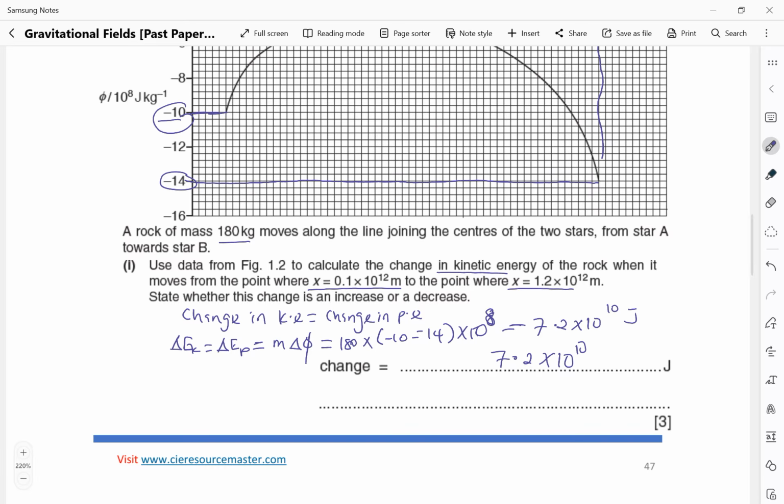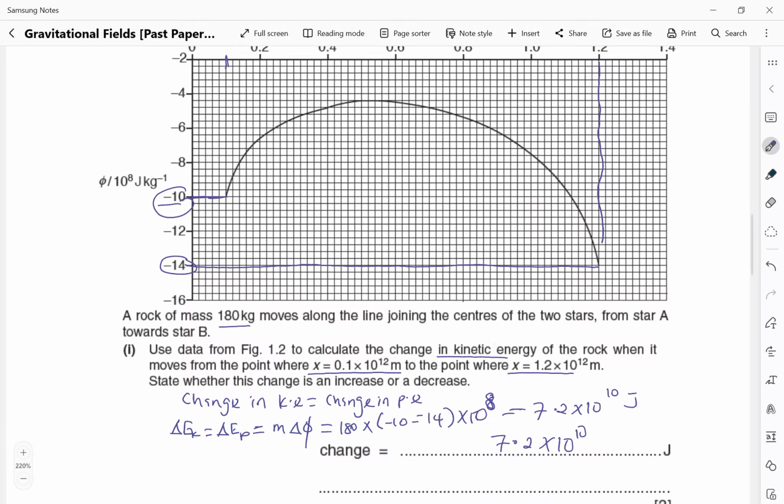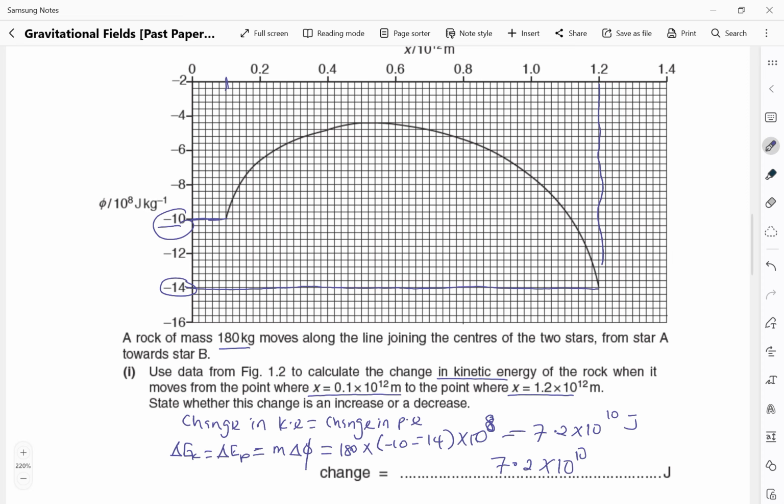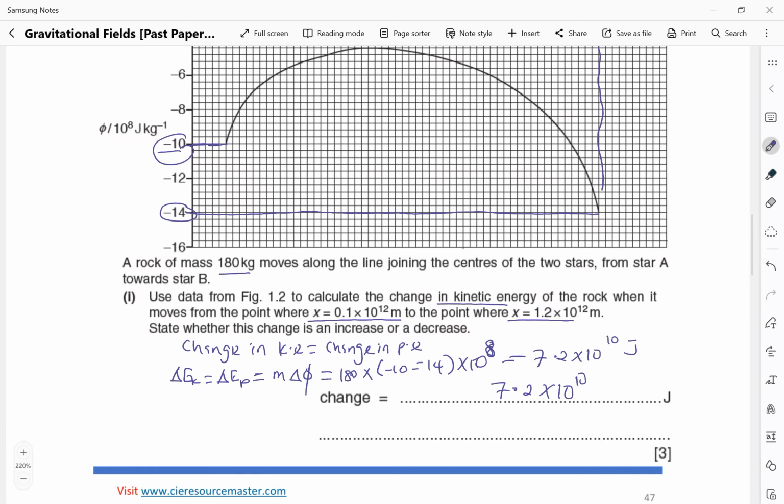Now the question is, is it an increase or decrease? Potential decreases because -10 is higher and -14 is a smaller value. So potential decreases from -10 times 10 to the power of 8 to -14, which means there is an overall decrease in gravitational potential energy. So the change in potential energy is a decrease.